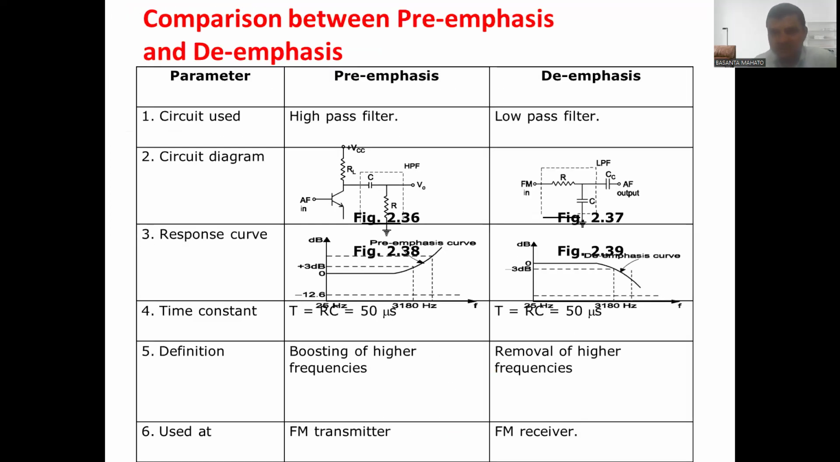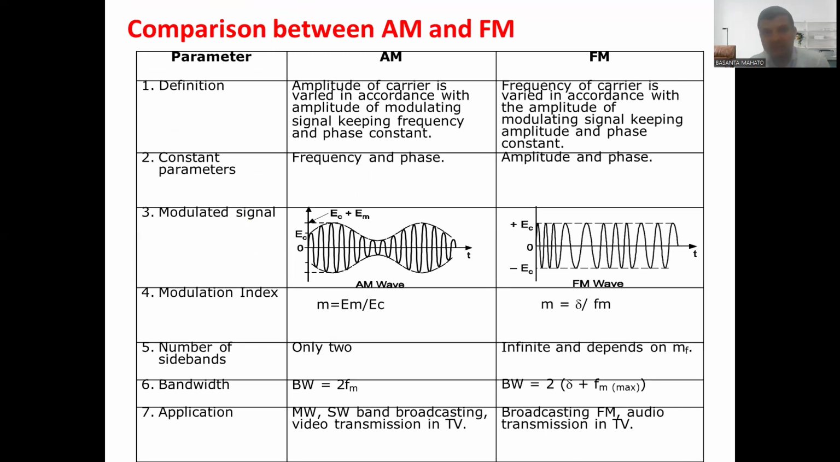These are the differences between them. Pre-emphasis is a high pass filter and de-emphasis is a low pass filter. Pre-emphasis boosts the higher frequencies, while de-emphasis removes high frequencies. It is used at the FM transmitter.